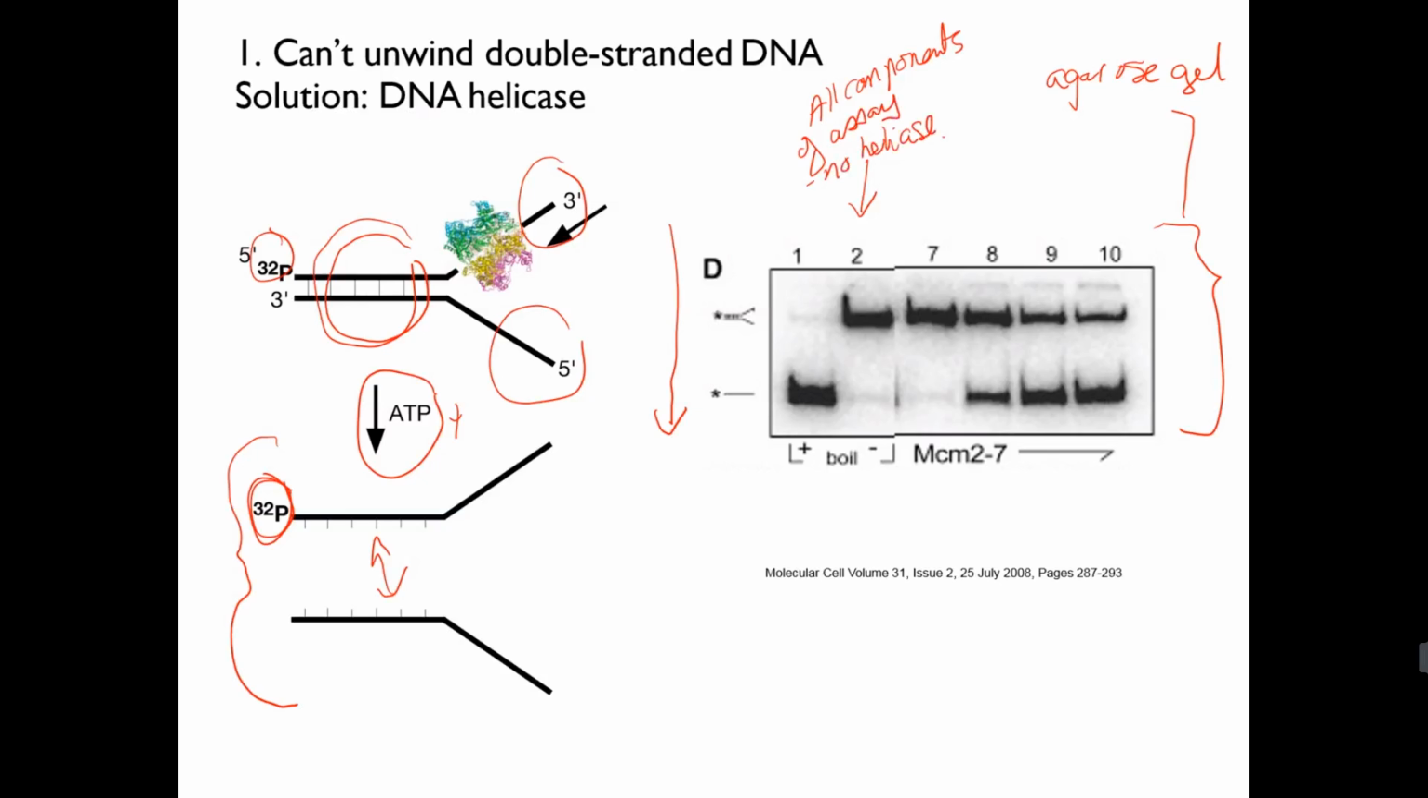Okay, and that's what's shown in lane 2, in this lane right here. And as predicted, almost everything is in the double-stranded form, so this is what the double-stranded form would migrate at, and down here would be the single-stranded form.